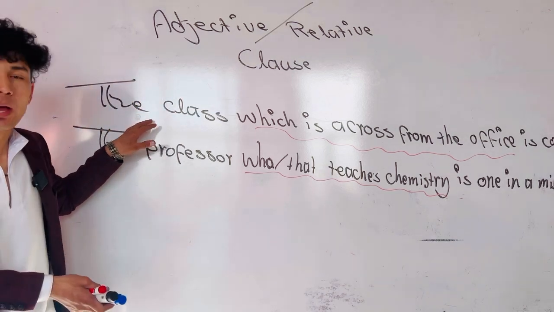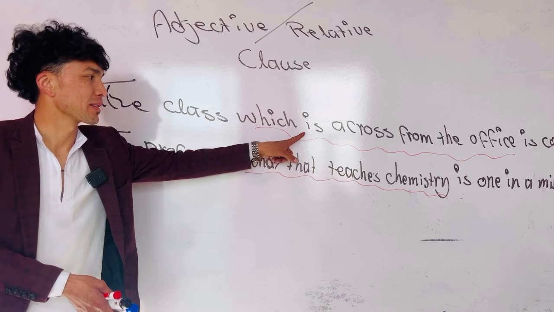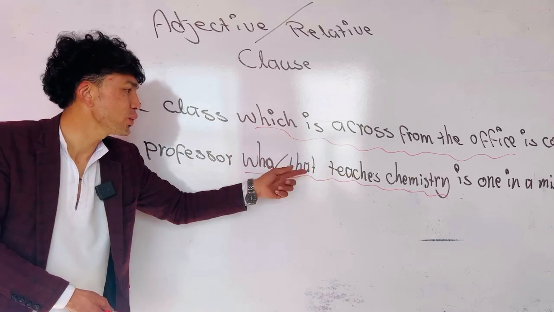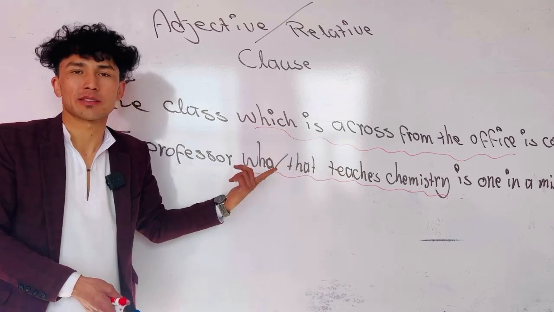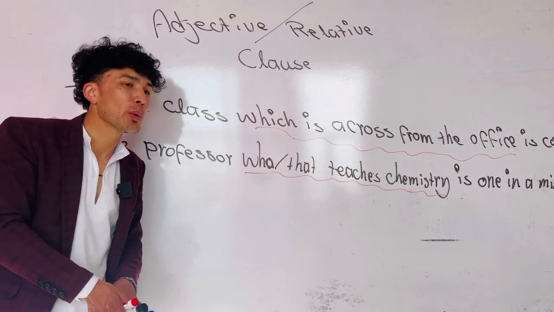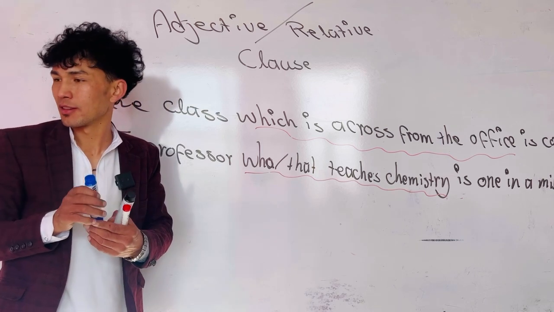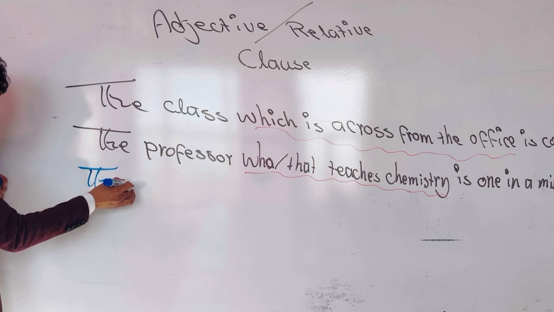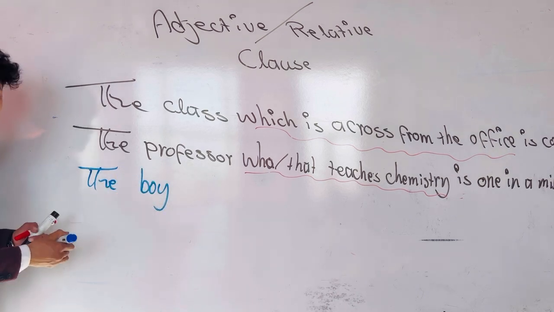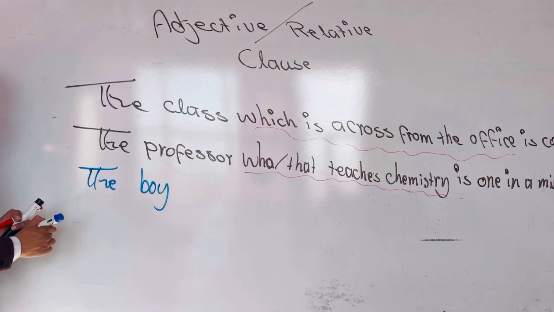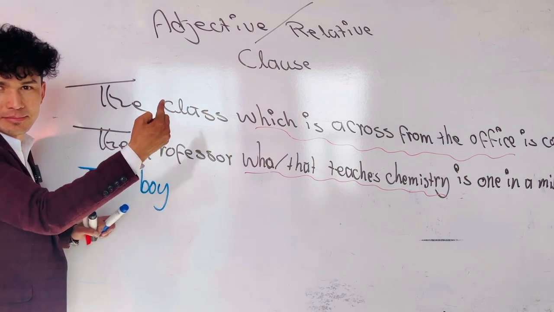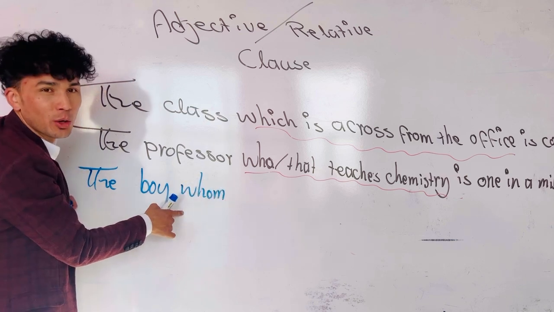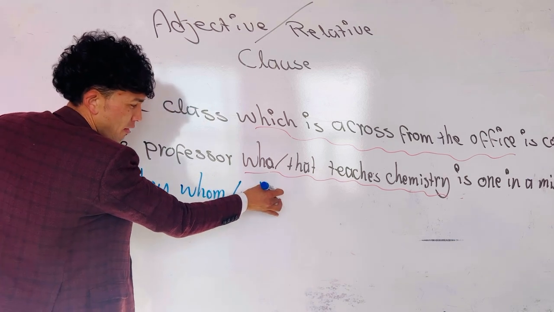As I told you, an adjective clause can be used as a subject. Now look at this. It is used as a subject. Who teaches, that teaches, which is the subject. Let's go with the adjective clause as the object. Do you know object? Correct. For example, the boy. As an object, here you actually bring some relative pronouns interchangeably, as I gave you before. The words whom, who, that.